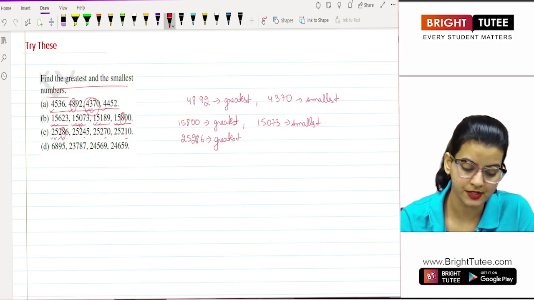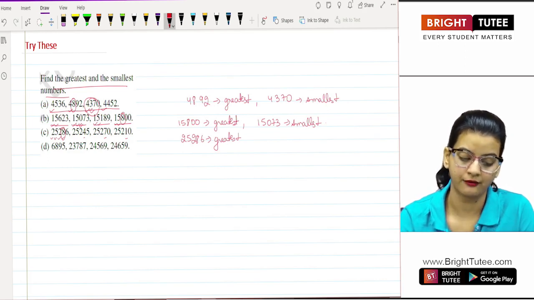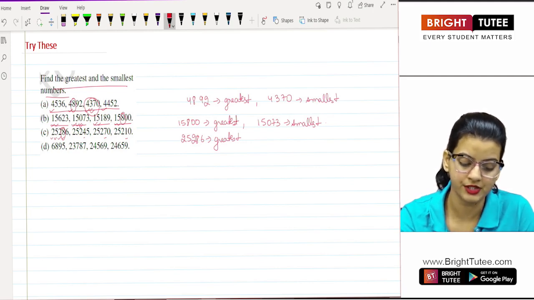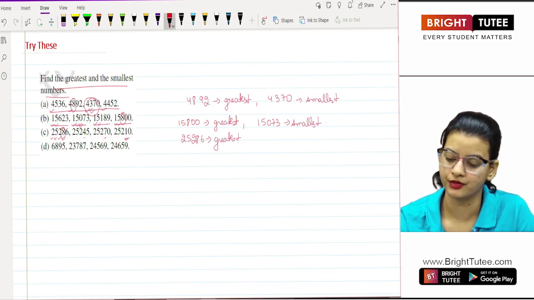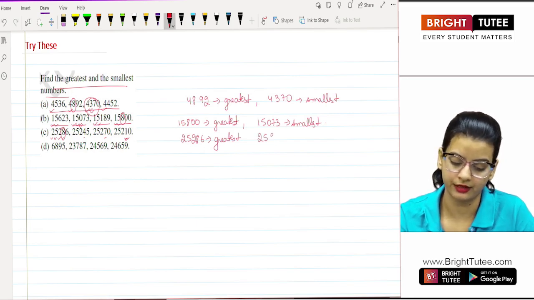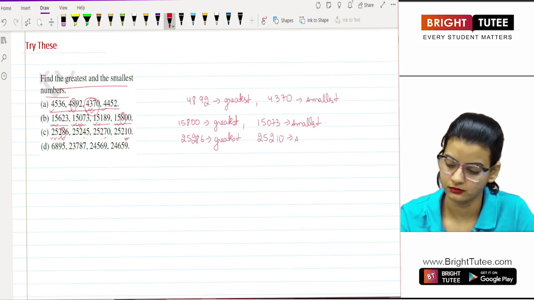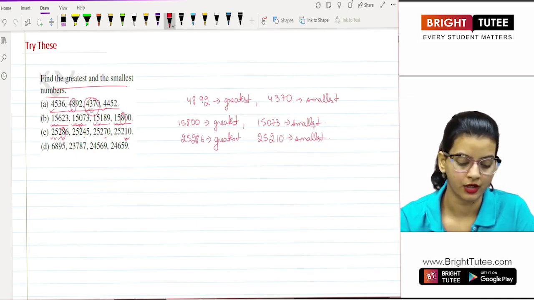And now we are going to find the smallest number. Which is the smallest number over here? We have to find the number which has the smallest digit in the tens place. The smallest digit in the tens place is for this number. So we have 25210 as the smallest number.